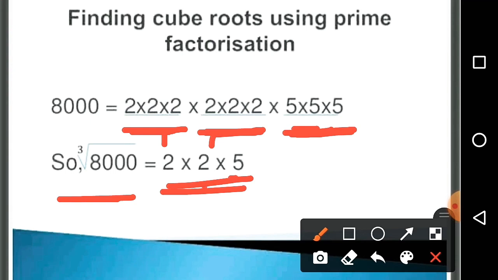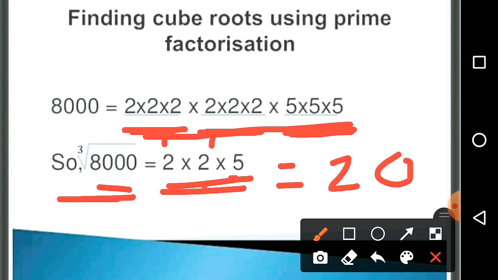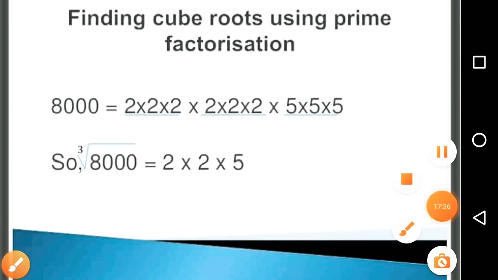So 2 twos are 4 and 4 fives are 20. So 20 will be the cube root of 8000. If you multiply 20 three times, the answer will obviously be 8000. So this way you can find cube roots. If all the factors are not in groups of 3, then the number is not a perfect cube. So that way you can find out.